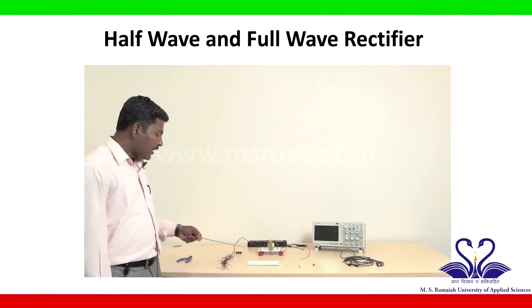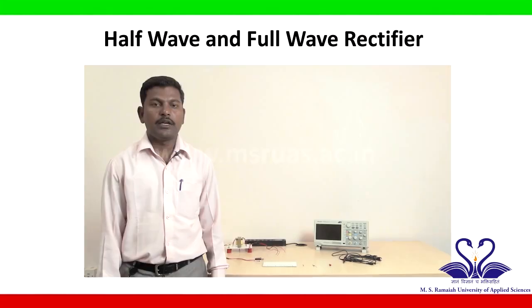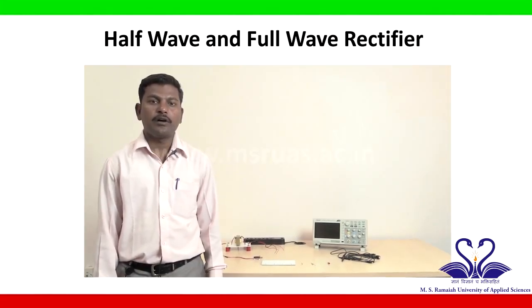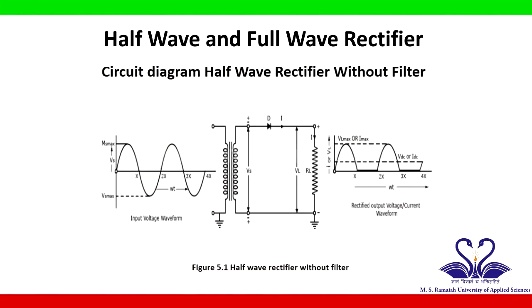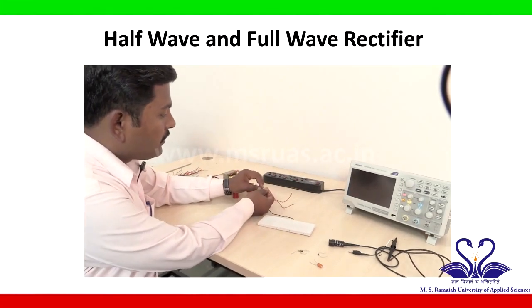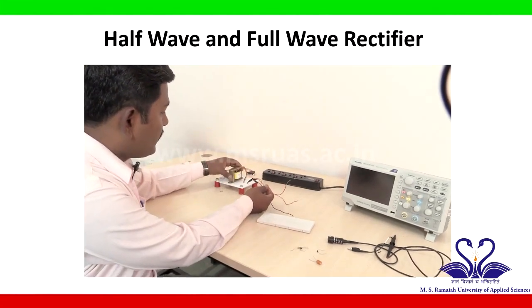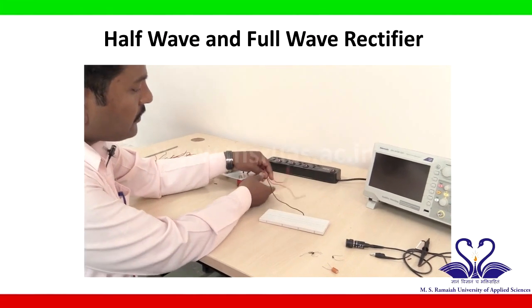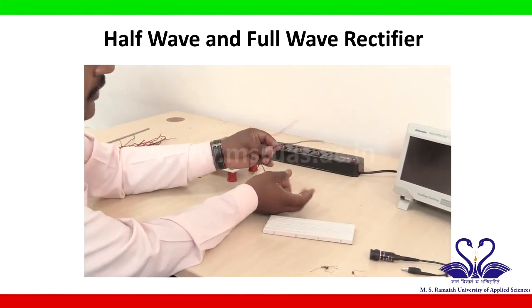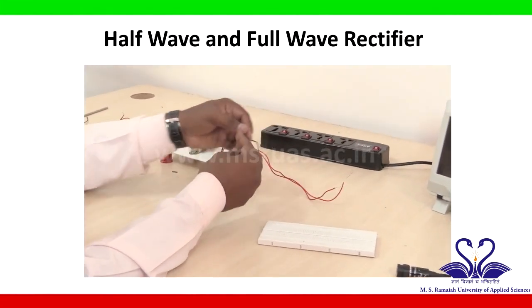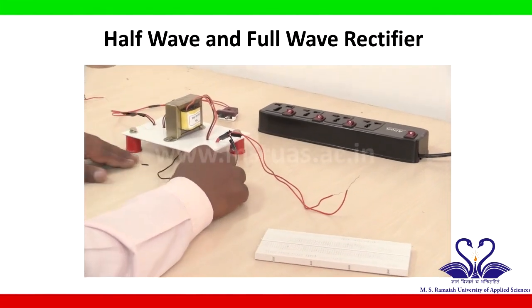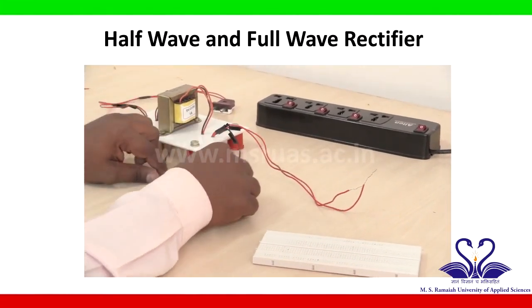breadboard and connecting wires. Let us start the circuit connection of a half wave rectifier without filter based on the given circuit diagram. Start from the transformer. The transformer secondary has 3 terminals. The black one is a center tap. We are not connecting this for the half wave circuit, so I won't use this.